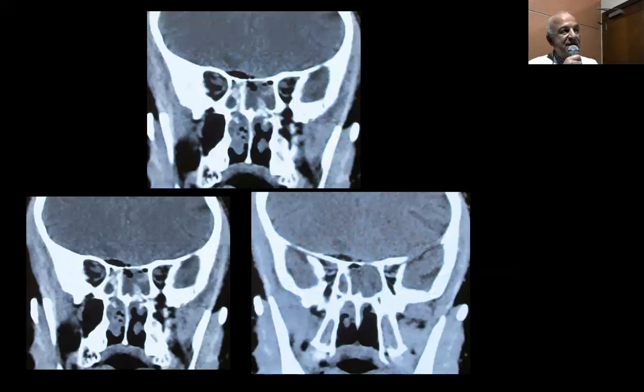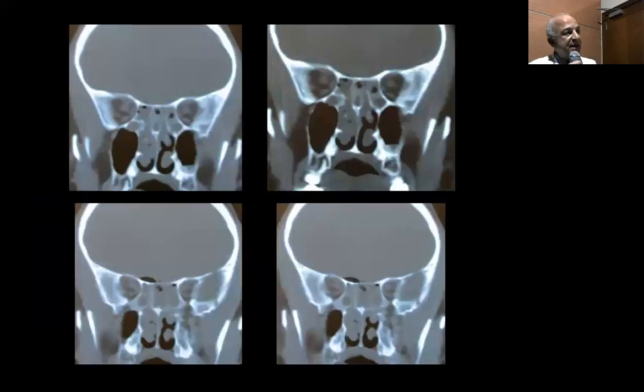The sphenoid sinus becomes opacified. It expands. Because of the blockage of the ostium, the mucosa of the sinus starts producing mucus, and the mucus blocks the ostium, and it becomes expansile. And if it's infected, it starts going again, involving surrounding structures.